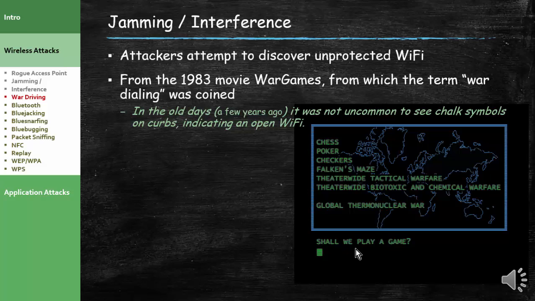I don't think it was typical to see that in residential areas, but you certainly saw it in cities and places where there were lots of businesses. So if you were in the area, you would know what the SSID was that you could connect to, and they might even chalk up the password or the type of encryption or something along those lines. So how do you protect against war driving?